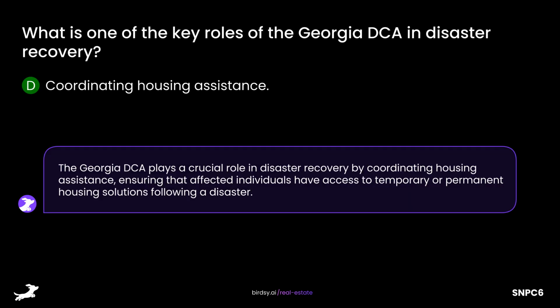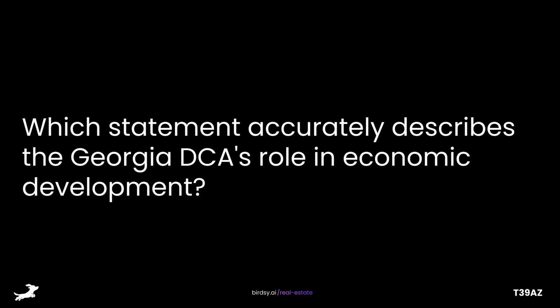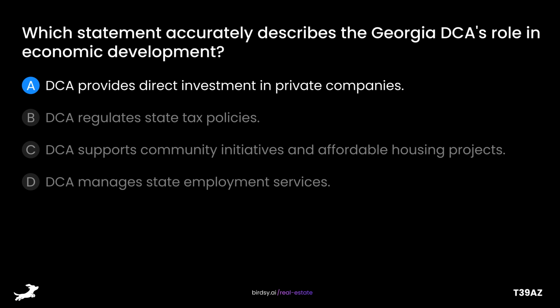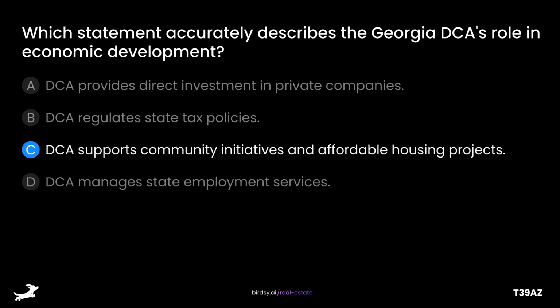The Georgia DCA plays a crucial role in disaster recovery by coordinating housing assistance, ensuring that affected individuals have access to temporary or permanent housing solutions following a disaster. Which statement accurately describes the Georgia DCA's role in economic development? Is it A, DCA provides direct investment in private companies, B, DCA regulates state tax policies, C, DCA supports community initiatives and affordable housing projects, or D, DCA manages state employment services? The answer is C, DCA supports community initiatives and affordable housing projects.